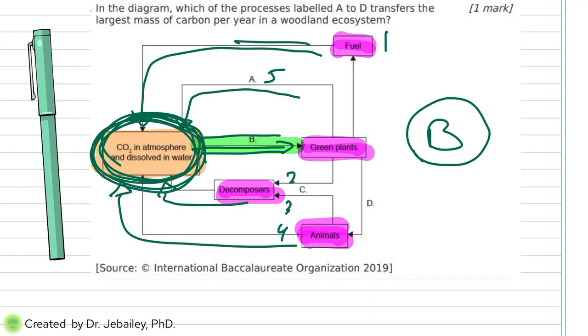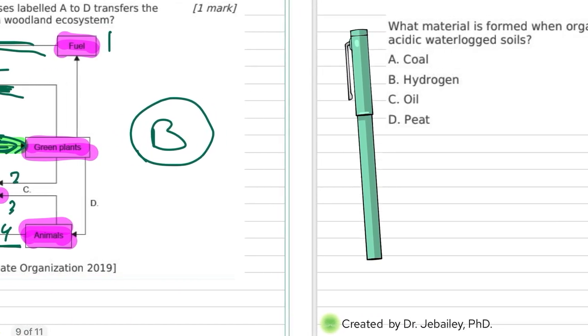It can't be just this. It cannot be, for example, this one here, the A. Why? Because the green plants alone do not make more than the other ones, neither the decomposers nor just the animals. So it is the combination of all of them together in the atmosphere being sent in the direction of the plant. So the answer is B.